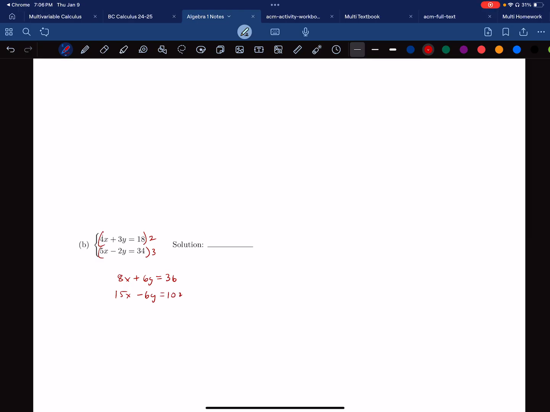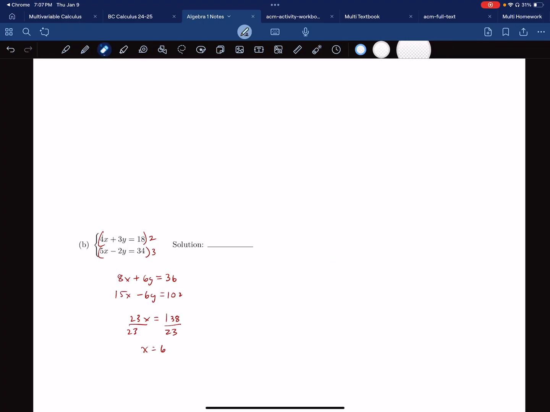I add, I get 8 plus 15 is 23x, and 36 plus 102 is 138. All right, so does 23 go into 138? Well, I hope so. Maybe 6 times. So 6 times 20 is 120. And then 6 times 3 is 18. So 120 plus 18 is actually 138. Yeah. So divide by 23, and x is equal to 6.